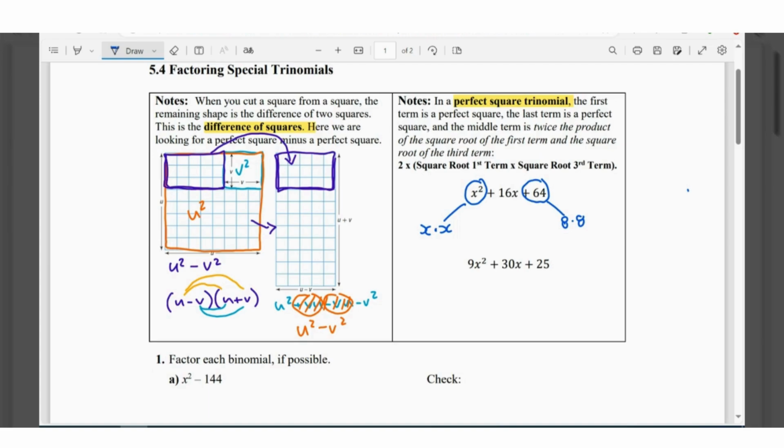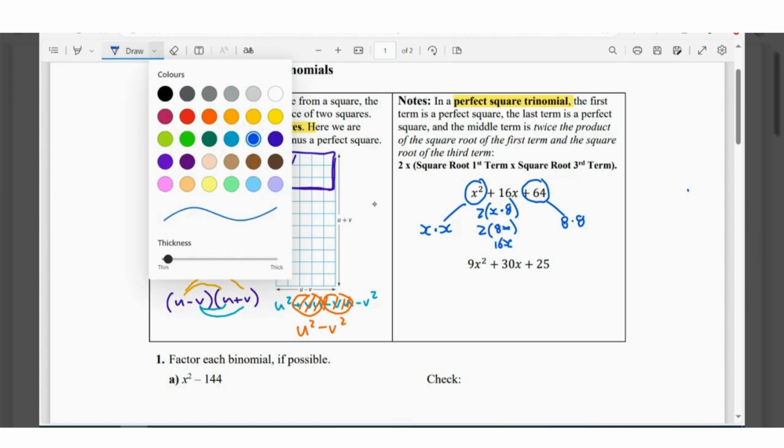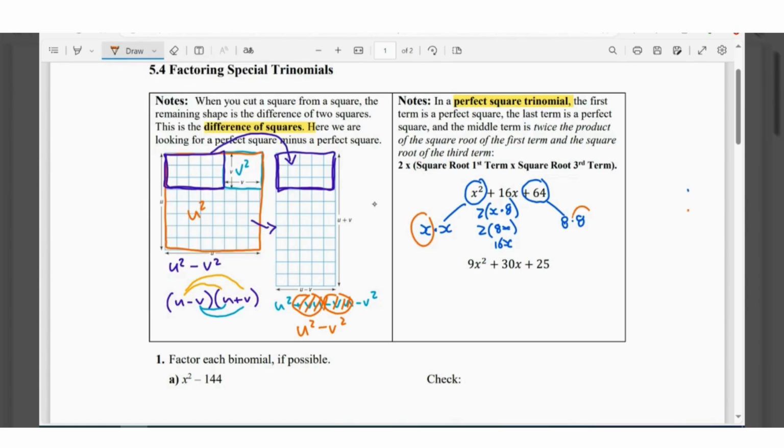And this middle description, I think, is a little bit hard to understand. But the middle term is twice the product, so 2 times the square root of the first term and the square root of the third term. So we're looking for 2 times x times 8, and so 2 times 8x. And that would be, if we distribute it inside, 16x. So that's what the middle part means. If we have this one over here times this one over here, and 2 times that, you're going to get the middle.